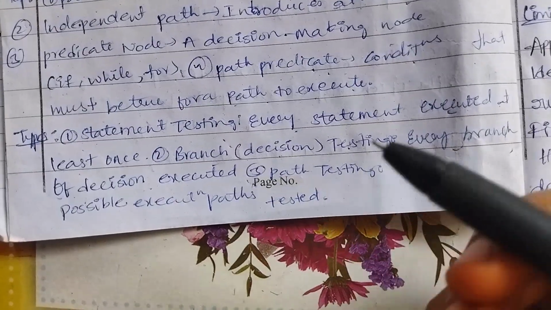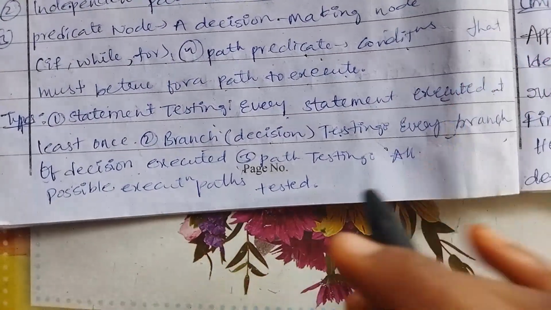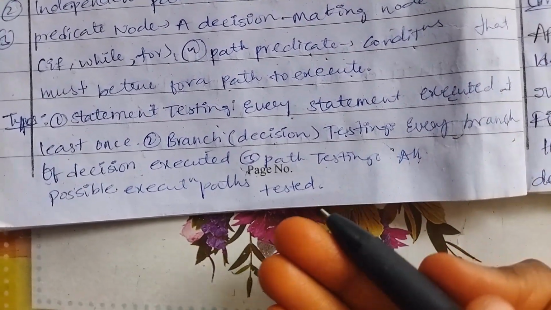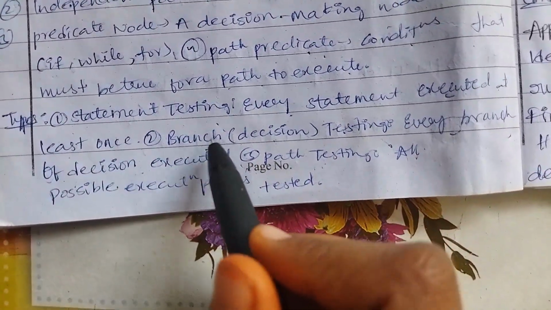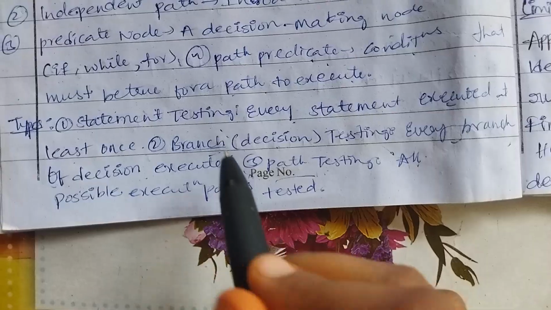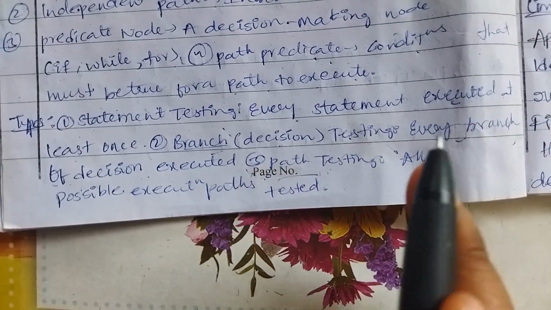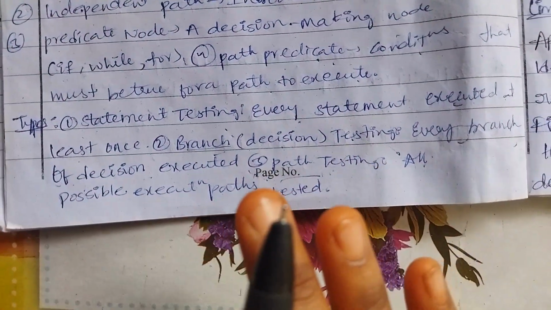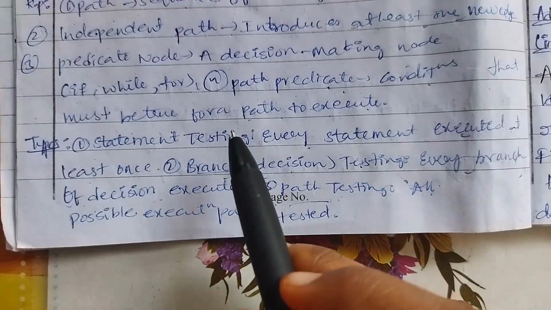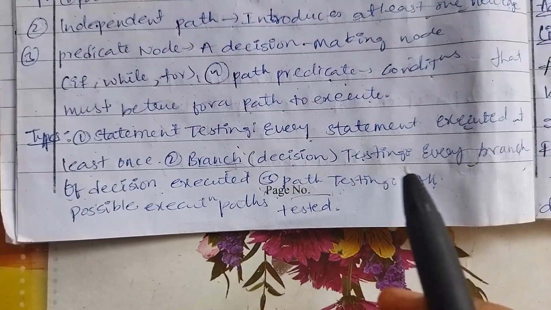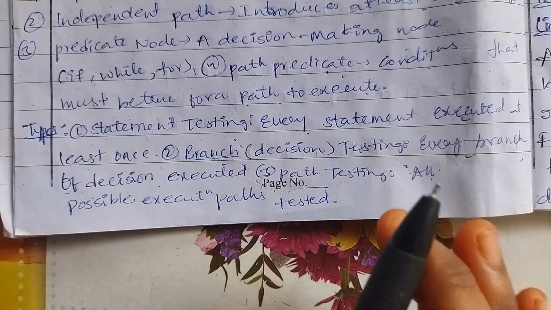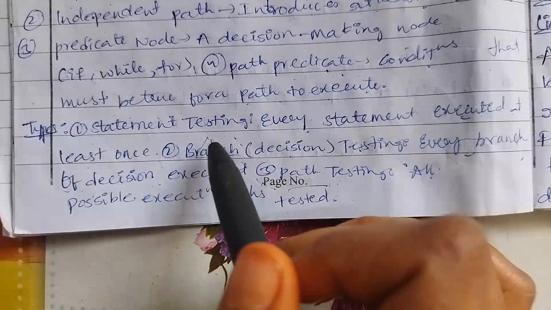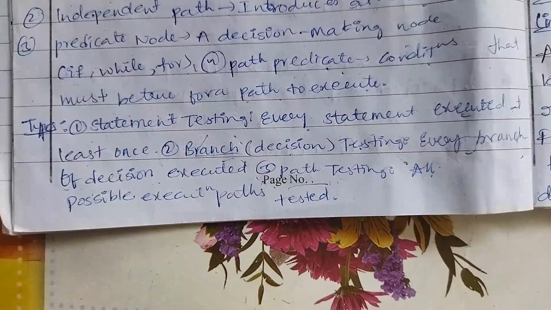Branch testing is where every branch should be executed. Path testing is where all possible paths are to be tested. These two are similar. The difference is branch and path. These two will be executed at least. All possible execution paths are to be tested in the case of branch and path testing.